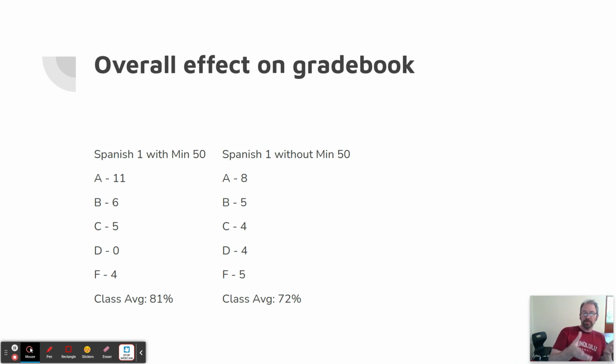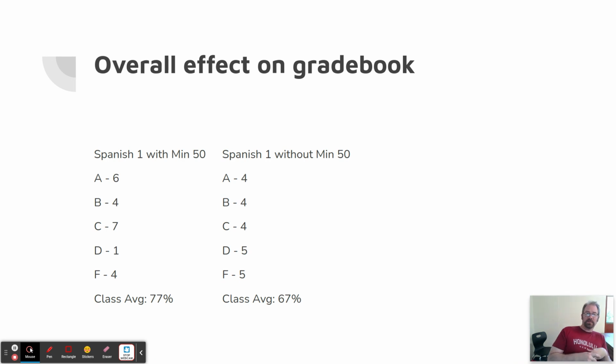On the left column, you'll see that I had a Spanish 1 class and what their grades were along with the class average with the minimum 50 gradebook in place. And then to the right of it is that same class if I take away the minimum 50 and just have a standard 0 to 100 gradebook. You can see that the amount of A's drops, the amount of B's goes up because some of those A's went down to a B, obviously. And there's some other changes. You'll note the big change of the class average dropping by almost a full letter grade. This, by the way, was probably my strongest Spanish 1 class out of the 3.